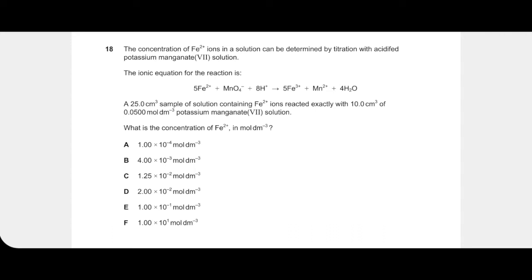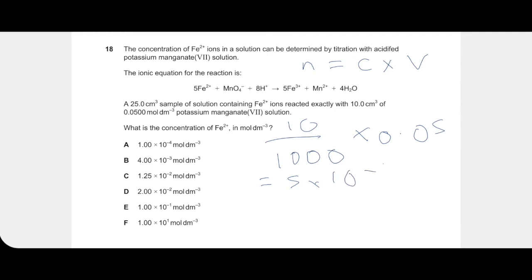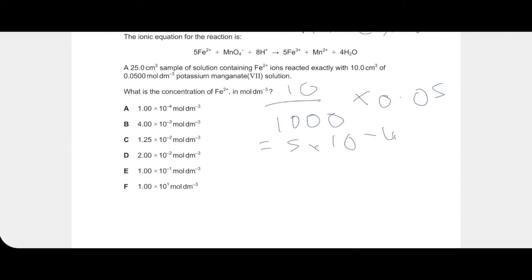So, straight away you should be thinking about calculating the moles of the manganate ions, and you're going to be using the equation moles is equal to concentration times volume, and that will come to 10 over 1000. You have to make sure everything's in dm³ for this question, remember, times 0.05, the concentration, is equal to 5 times 10 to the minus 4. That is the moles of the manganate ions.